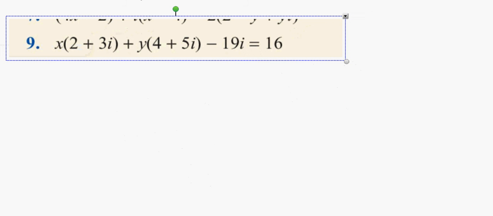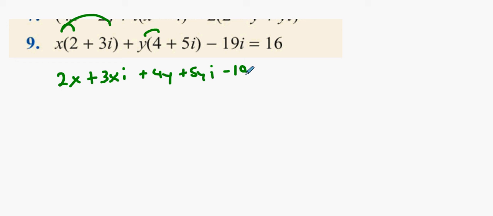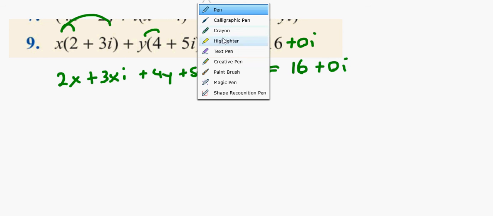Question 9. Same deal. So we got 2x plus 3xi. If you can, keep the i's at the ends. 4y, 5yi, minus 19i equals 16. Now I'm going to change the 16 to 16 plus 0i, because that doesn't change anything. I'm just saying there's 0i beside it, which is true.